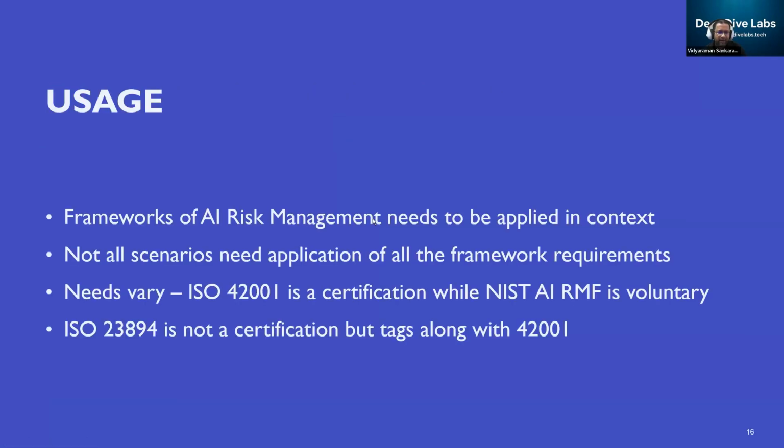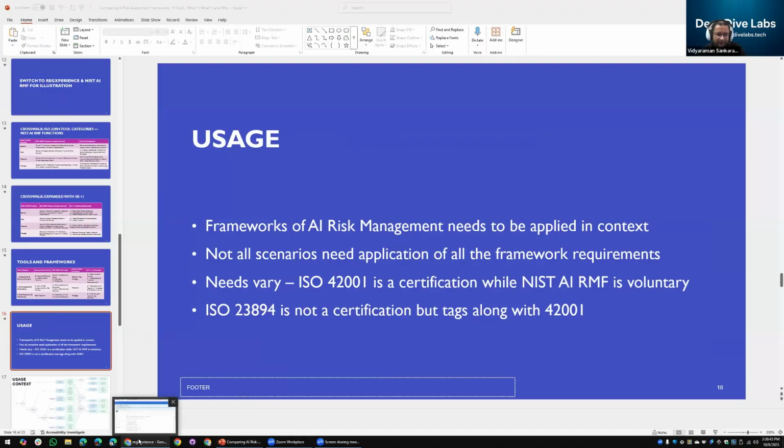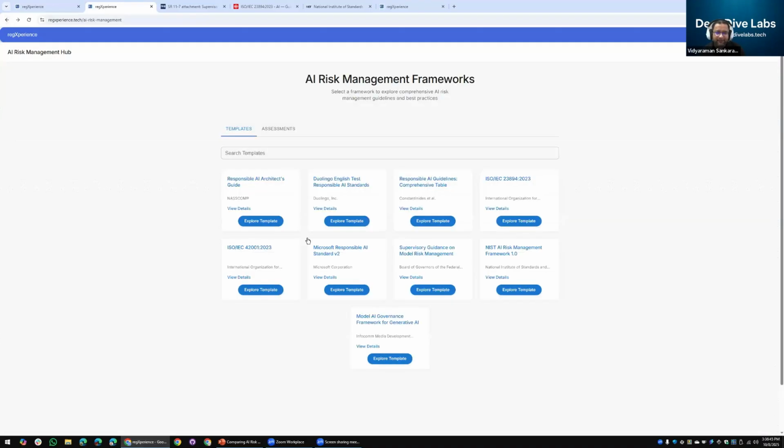So now the usage of this is the other important aspect. The frameworks of AI risk management need to be applied in context. So we saw the number of frameworks that are already there in Reg Experience. As an example, if you look at the general list here, the supervisory guidance on model risk management, if you recall session 1, we talked about how HSBC is using that in Singapore for some of their customer management and loan management use cases.